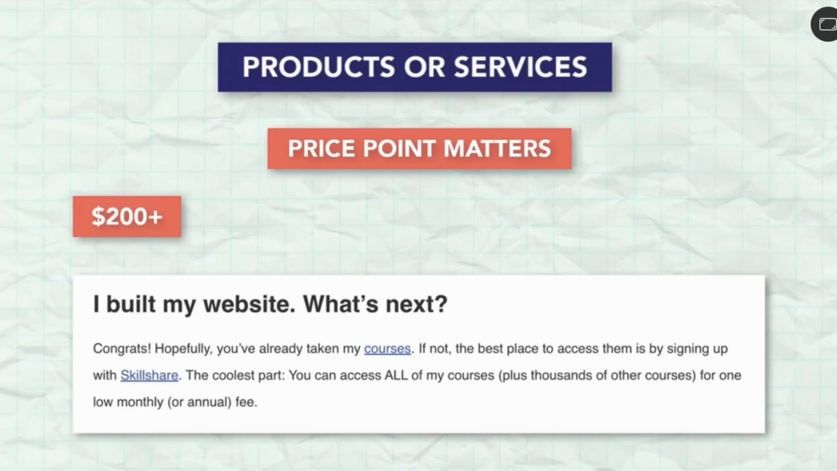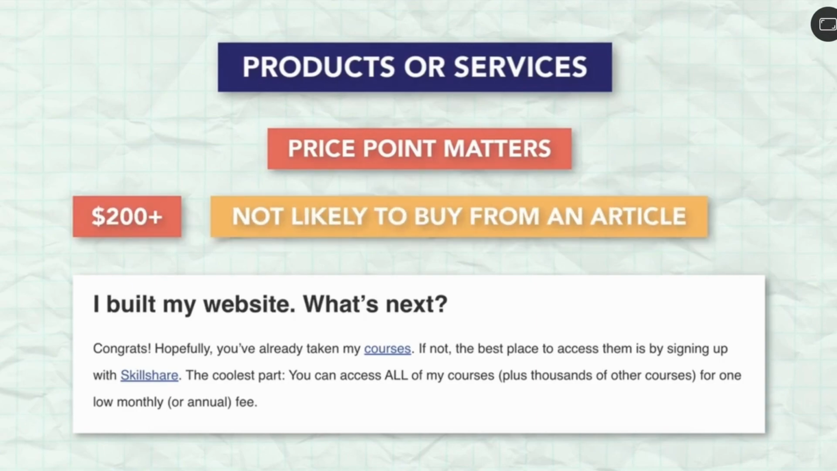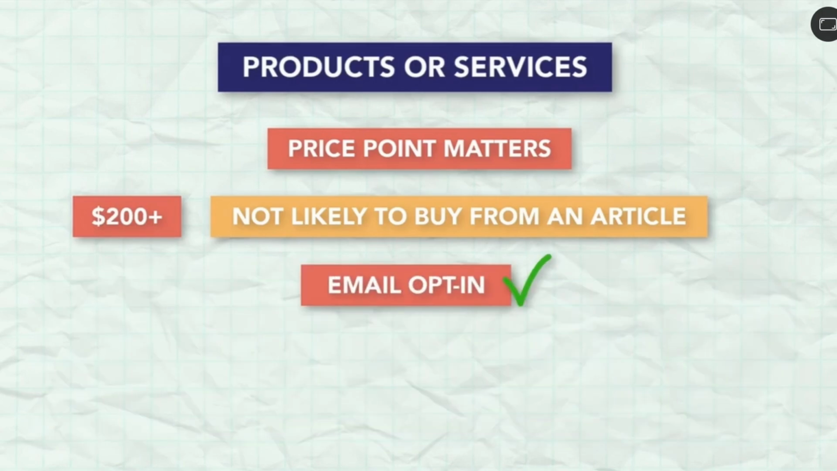If it's above $200 or so, people probably aren't likely to buy it after just reading one article. Your email list is a better place to sell a higher priced product, and therefore your email opt-in should be prioritized here. But if you've launched a new podcast or YouTube channel, you could also direct people to that platform to check out other content. You have options here, but try to limit this to 1 to 2 actions tops. After you've added your call to action, it's time to publish and promote, which is what we'll talk about in the next lesson.